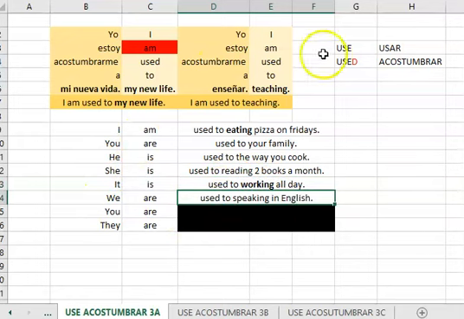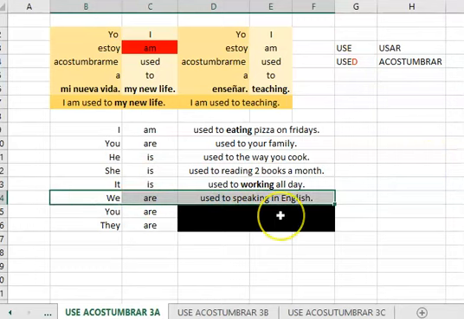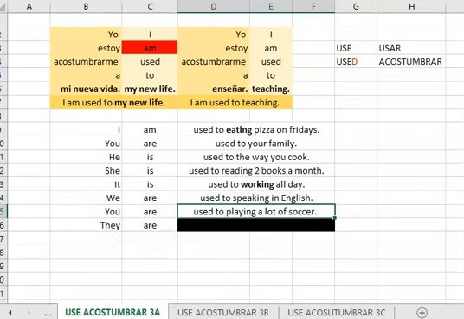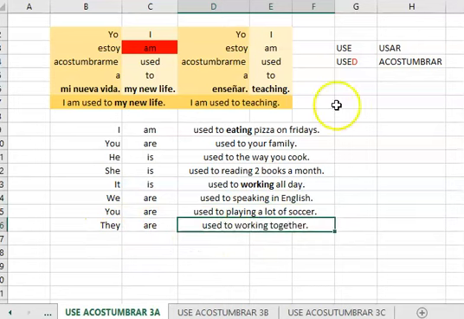We are used to speaking English. Very good. I hope we're all used to speaking English. What does this sentence say in Spanish? Very good. Estamos acostumbrados a hablar en inglés. Very good. You are used to, the plural you, playing soccer. Yes, this is a very common thing to do here. They are used to working together beautifully.